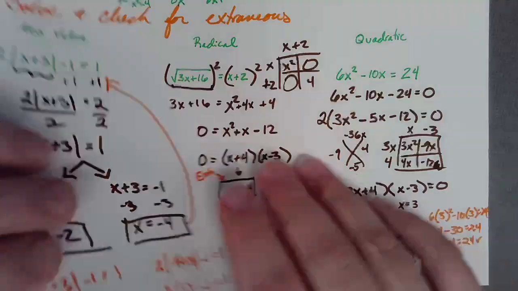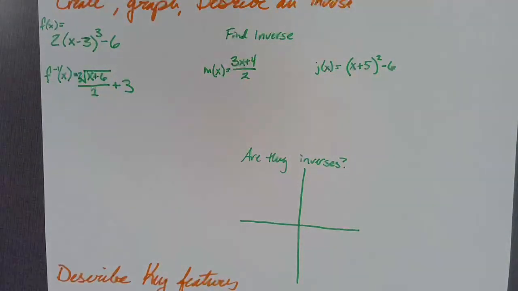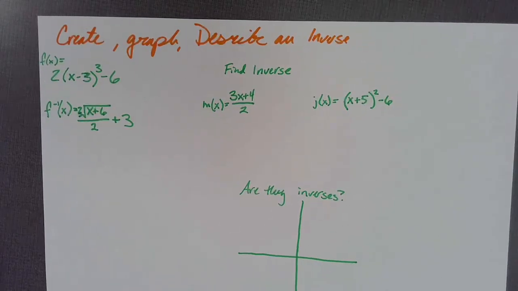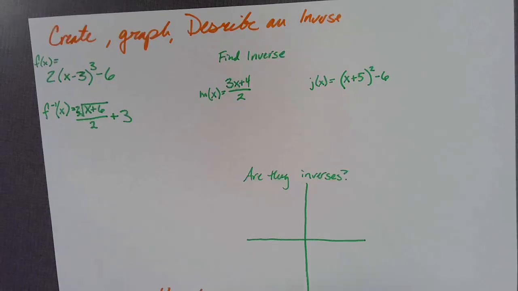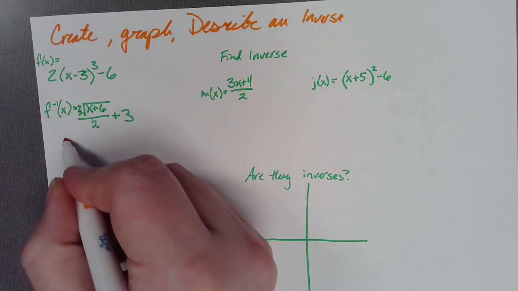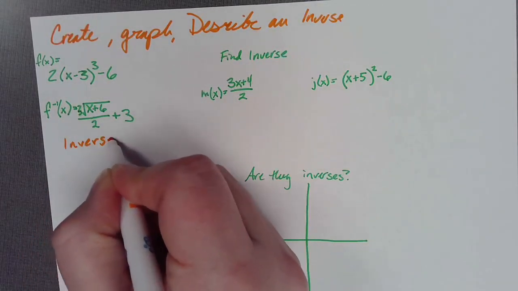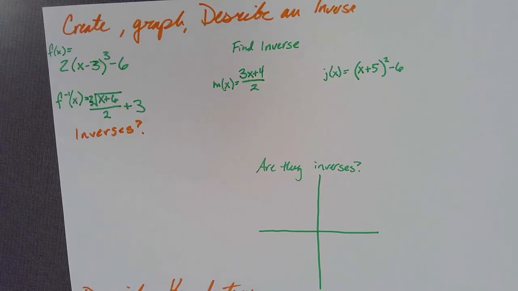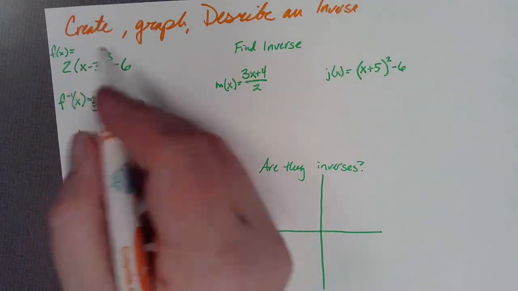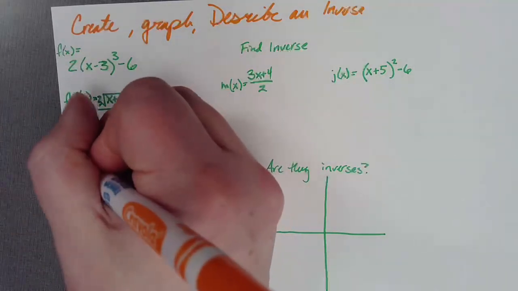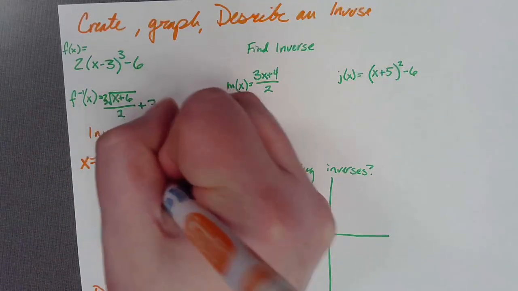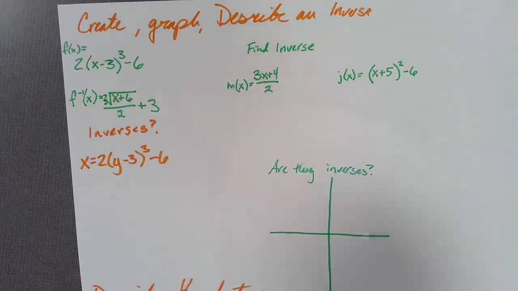Moving on to our last couple of targets: create, graph, and describe an inverse equation. So first things first, I'm going to give you some equations and ask you to determine if they are inverses. So for example, here are two equations and I might say, are these inverses? There are lots of different ways you could go about checking this to be sure. The way that I generally choose to do this is I take my original equation and I'm just going to switch x and y, and then solve for y.